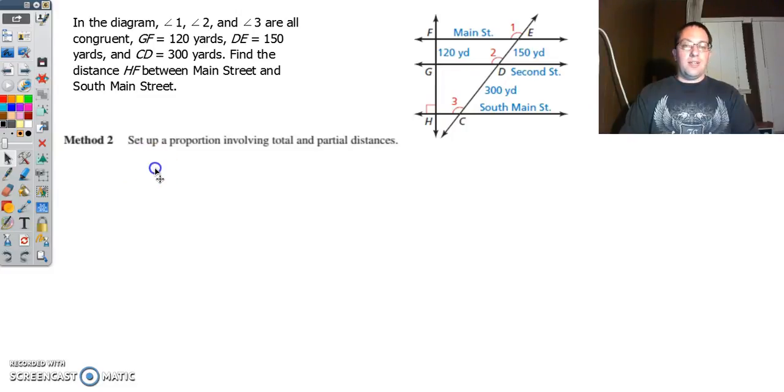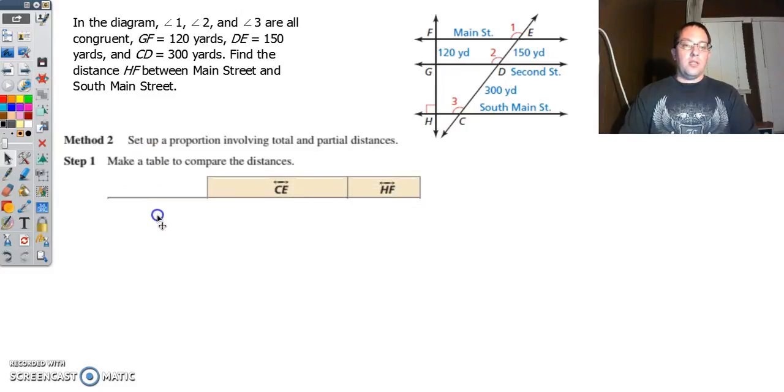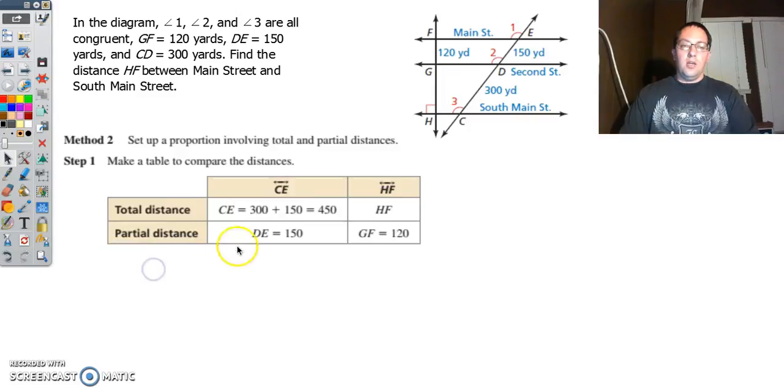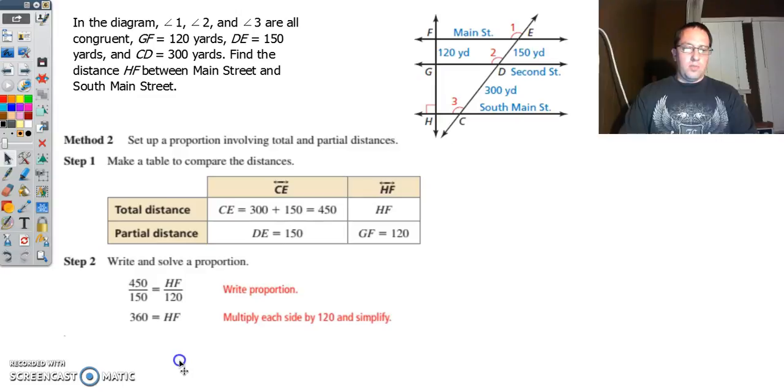So we're going to use the entire thing, and we can do this actually using the entire thing and the pieces. So look at it like this. We have CE. We find the length of CE. Well, that's 300 and 150, so that's 450, over DE, and the entire length of HF, which we don't know, and GF, which is 120. So when we set up our proportion, we have this, right? But we don't know what HF is. But still, we can just cross multiply and divide, and we end up with 360 for HF.